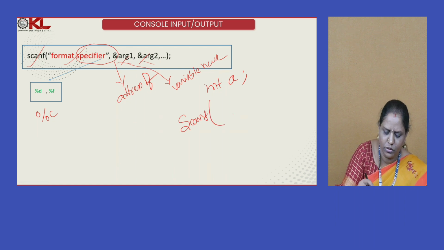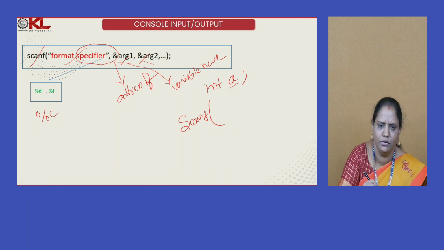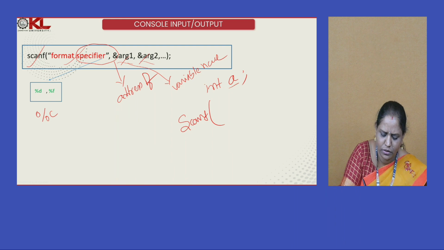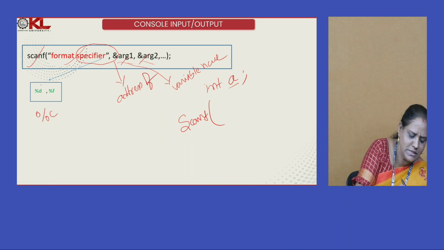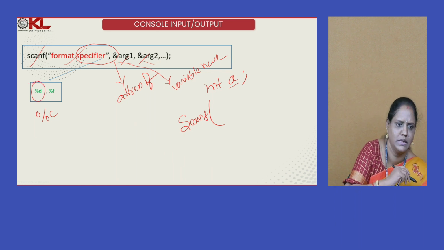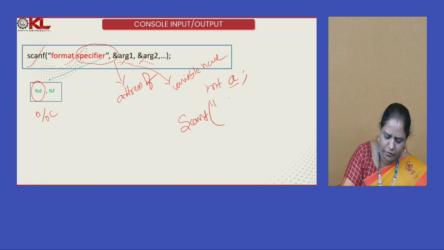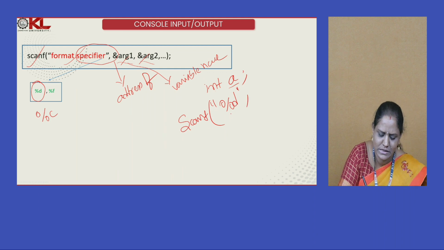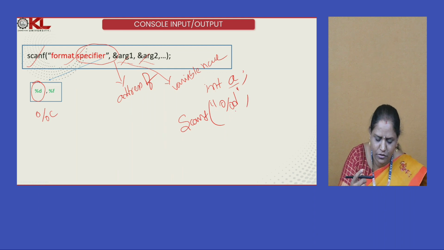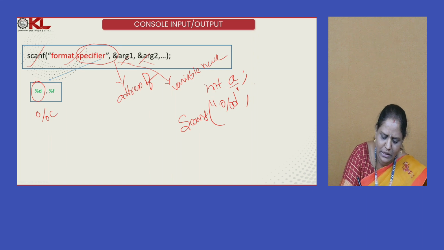Now into a, I want to get the value. What type of value do I want to get in a? An integer type. And for integer, what is the symbol we are using? %d. So the format specifier is %d, which represents getting an integer value from the keyboard, and whatever value it gets should be stored in the variable called address of a.